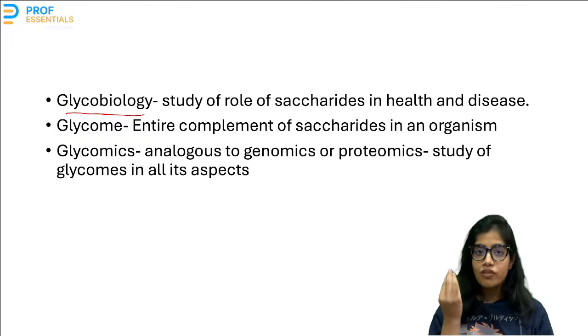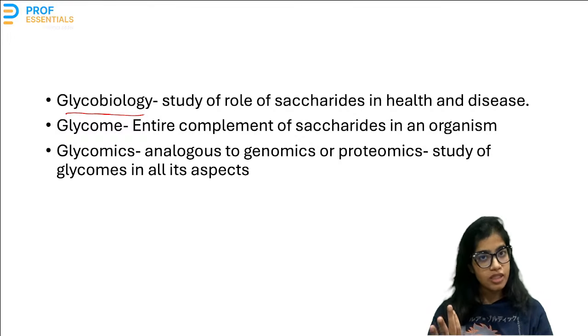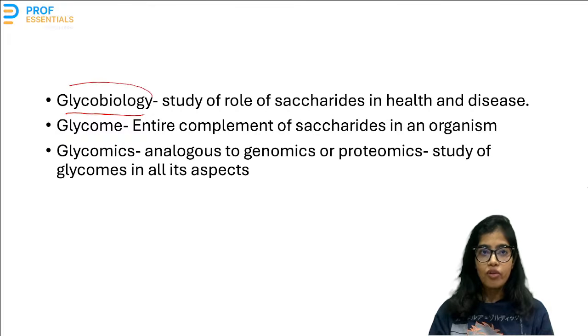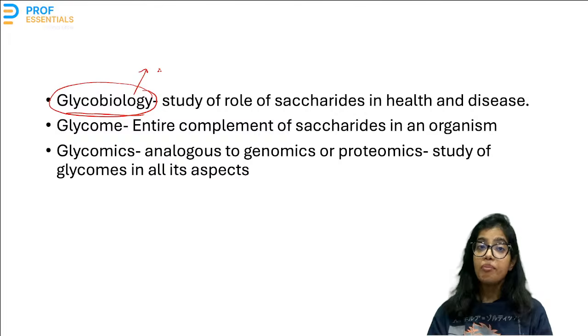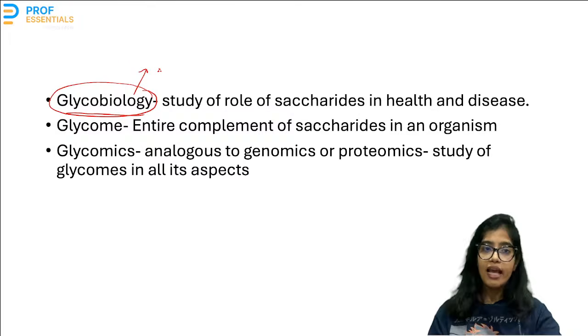So, what is the role of these carbohydrates in health and disease, in maintaining health or in causation of disease? That is glycobiology. So, for understanding purposes, research in diabetes mellitus can form a part of glycobiology, right? How sugar and glucose are imperative in the causation of the metabolic disorder, diabetes. So glycobiology is the study of the role of saccharides in health and disease. How do saccharides affect health, and how do saccharides cause disease?